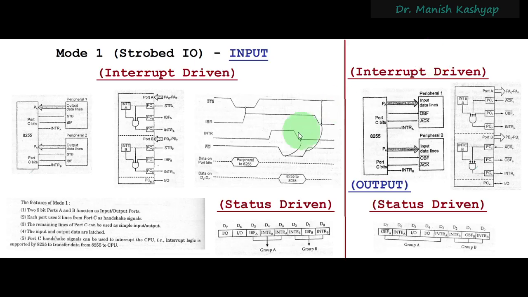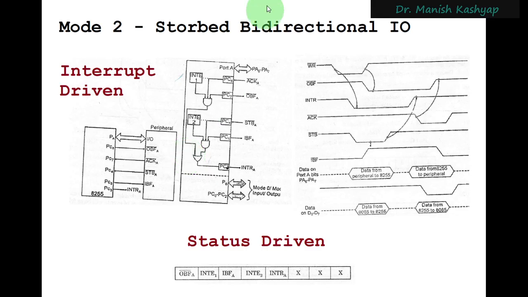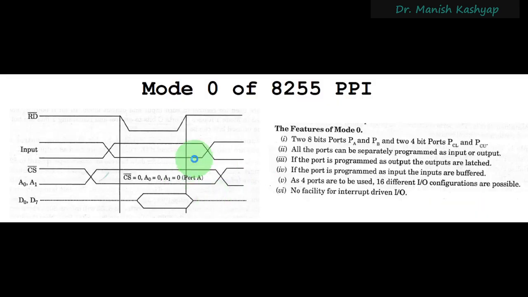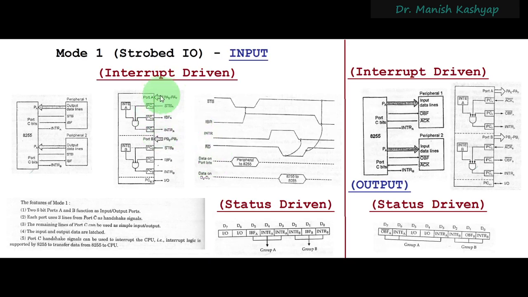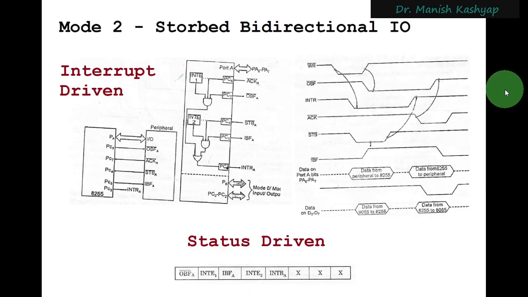Then in mode 1, we saw that a handshaking mechanism is implemented, and we saw the appropriate diagrams. And mode 2 was bidirectional strobed. Bidirectional means that port A can function both ways; it can take or give data. It can change its role. But in mode 1, if some port is decided as an input port, it has to remain an input port. If some port is decided as an output port, it has to remain an output port throughout the operation. However, in this strobed bidirectional mode, the nature of this port can be changed at runtime also.